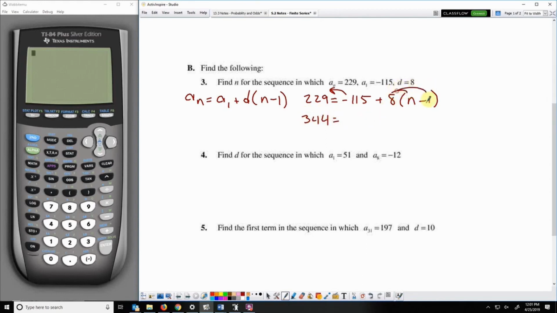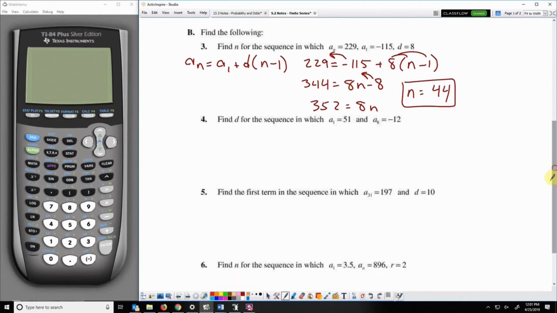And I'm going to go ahead and distribute that 8 equals 8n minus 8. We'll add that 8 and get 352 equals 8n, and we can divide by 8 and find that n is 44. So this is the 44th term. 229 is the 44th term of that sequence.